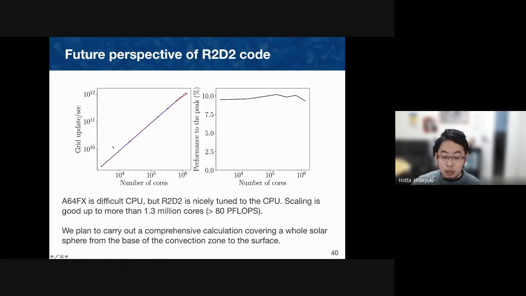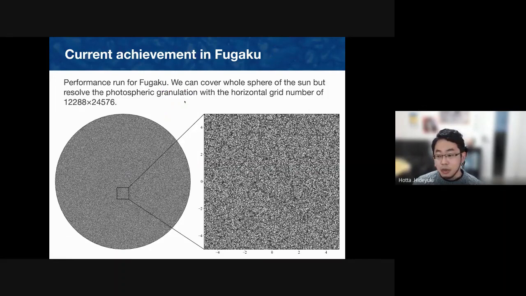But this is 80 petaflops. We already did some calculation for the photosphere. This is a very nice calculation, I think. This covers the whole solar sphere, while resolving the photosphere. I mean the granulation.